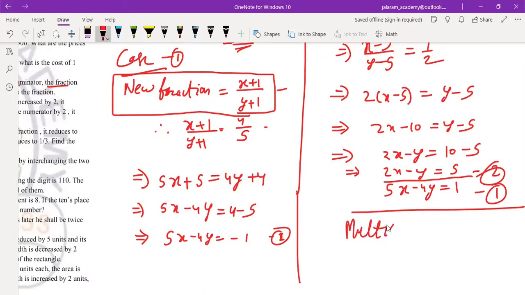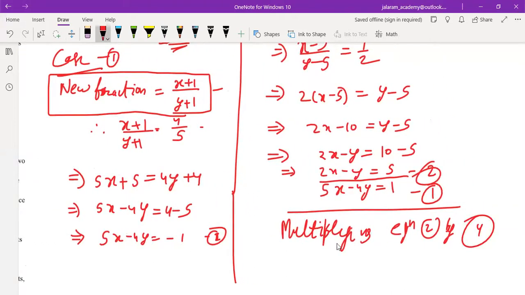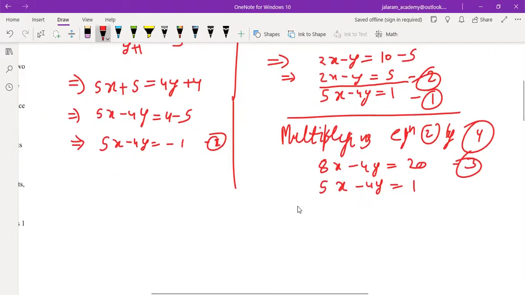So we write it clearly, multiplying equation number 2 by 4. Don't start multiplying without writing. So 8x minus 4y equals 5 4s are 20, and write it as equation number 3. Then write equation number 1 below it, 5x minus 4y equals minus 1, and write its reason also.